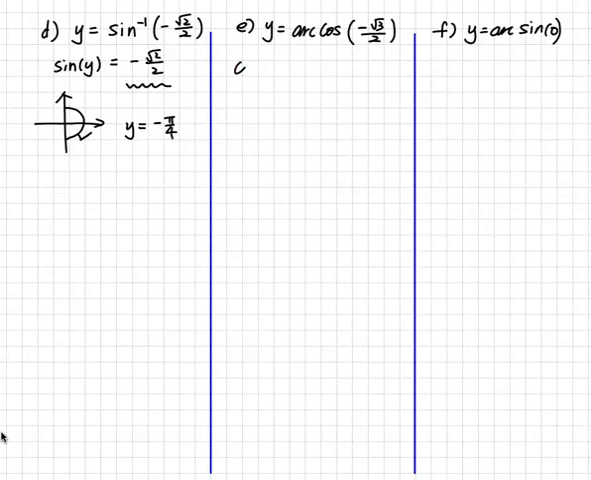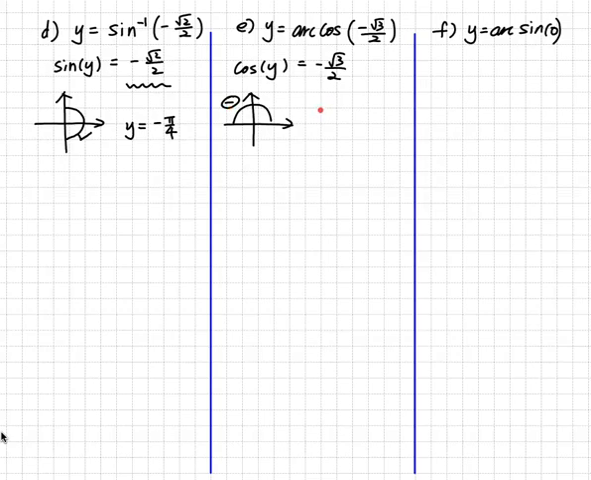Question E. Cosine y is negative root 3 on 2. Now for the cosine function, the restriction is between 0 and pi, so in the first and second quadrant. Because the cosine value is negative, we choose the second quadrant, because in the first quadrant everything is positive. In the second quadrant only sine is positive and cosine is negative.